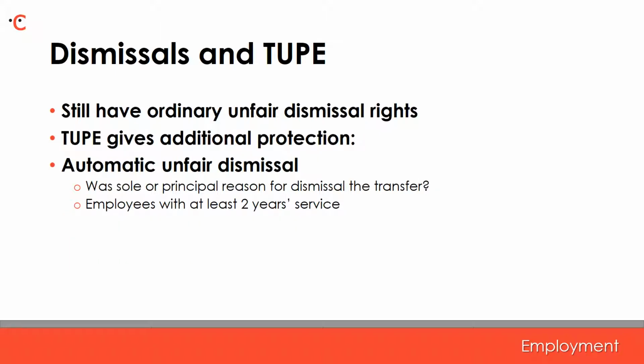Employees dismissed in the TUPE context will of course have the same unfair dismissal rights as others, and so they can bring a claim for ordinary unfair dismissal. However, in addition, if an employee is dismissed and the sole or principal reason for their dismissal is a TUPE transfer, this dismissal will be treated as being automatically unfair. However, even though this is automatically unfair, the employee will still need to have 2 years' service to bring this type of claim.